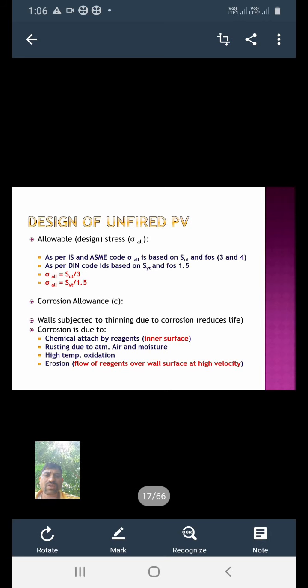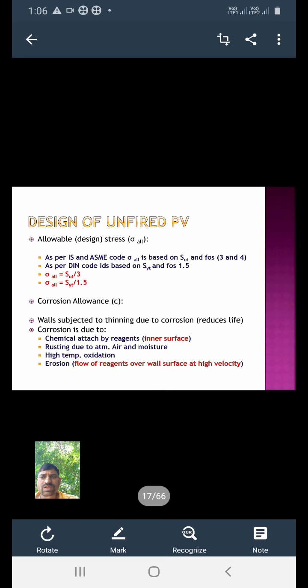As per the DIN code, it is based on the SYT. SYT means yield tensile strength, and the factor of safety for that is 1.5. I will write the relation here: sigma all is equal to SUT divided by NF, the factor of safety. What is the factor of safety for the IS code? 3 is there. That's why the formula you will get is SUT divided by 3.